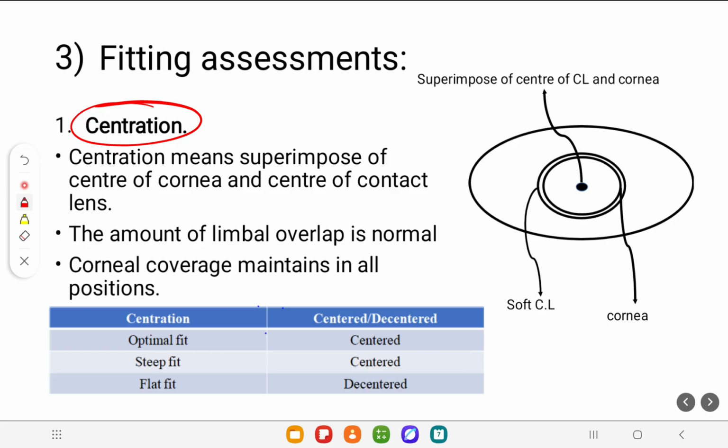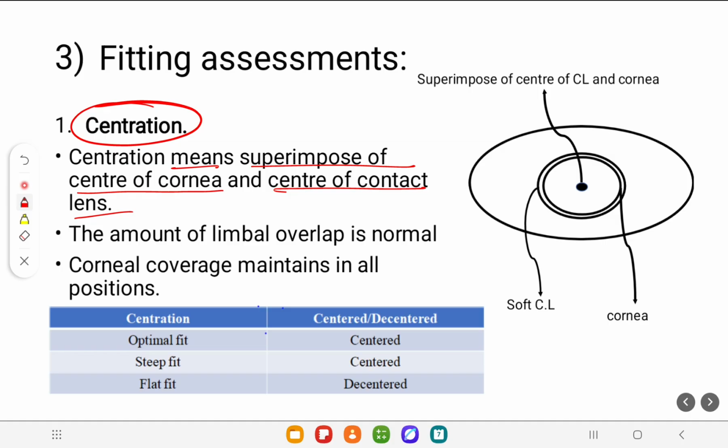Centration means superimposing the center of the cornea on the center of the contact lens. It's very important. Coverage means the contact lens covering the whole cornea. So that's why a decentered contact lens can cover fully. It's very important.